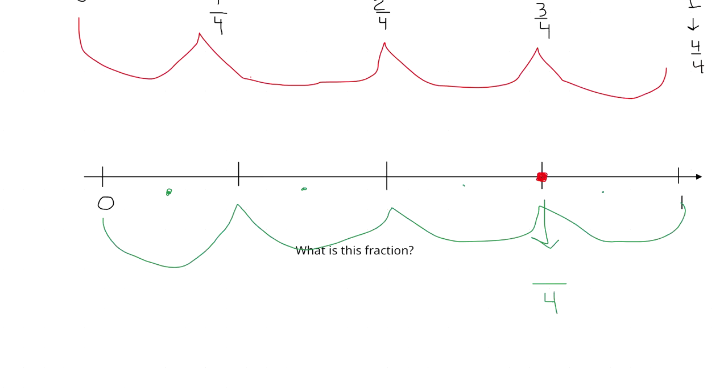I start at 0, but you don't count 0 as 1. 0 is 0. And so this next point is 1. This next point is 2. And the dot will fall at 3. So this will be 3/4.